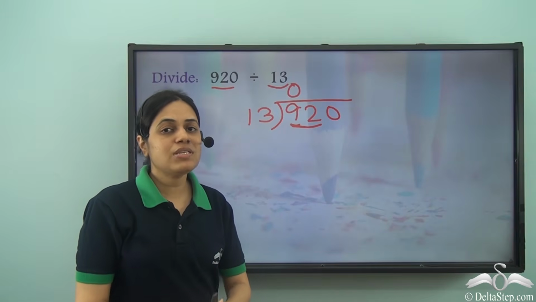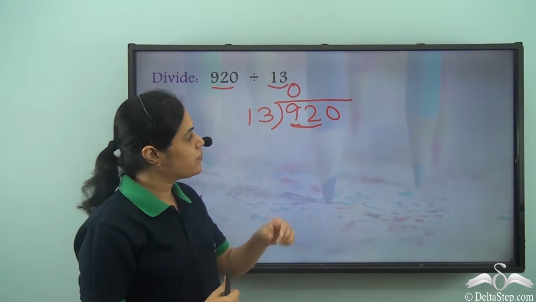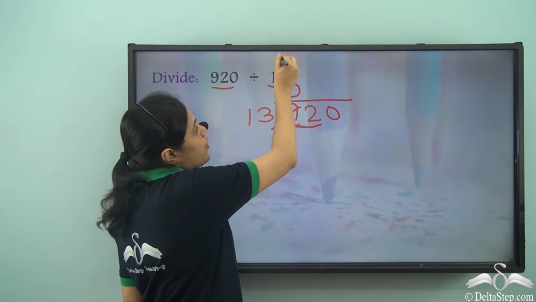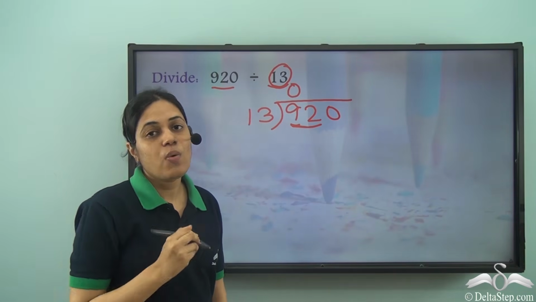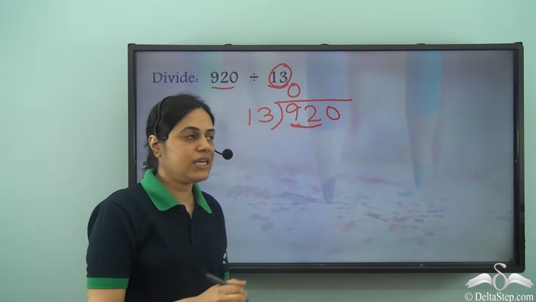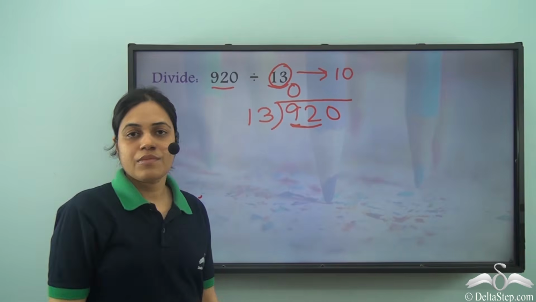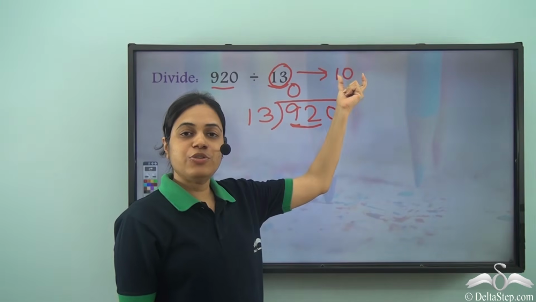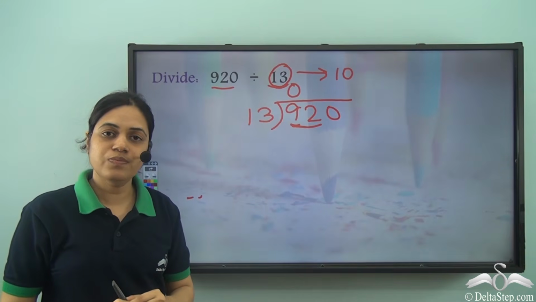Well, suppose I don't remember the table of 13. Then how can I do this? So I need to approximate or round off 13 to the nearest tens. What is the nearest tens for 13? It is 10. And now I need to check how many times does 10 go into 92.